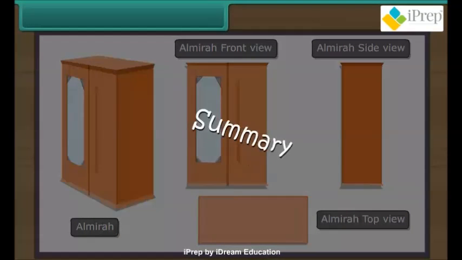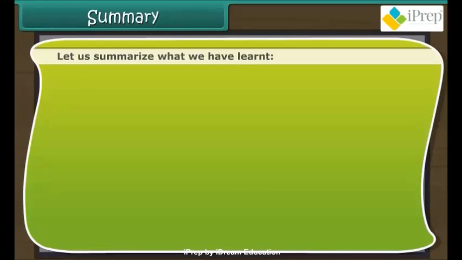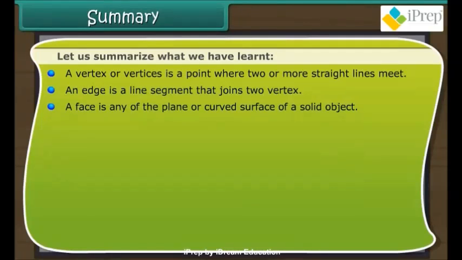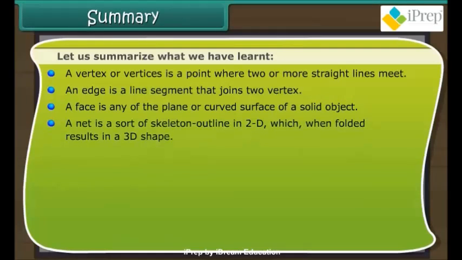Summary. Let us summarize what we have learned. A vertex or vertices is a point where 2 or more straight lines meet. An edge is a line segment that joins 2 vertices. A face is any of the plane or curved surface of a solid object. A net is a sort of skeleton outline in 2D, which, when folded, results in a 3D shape.